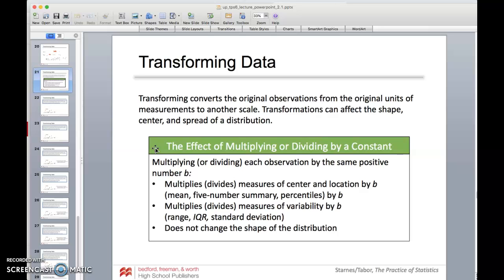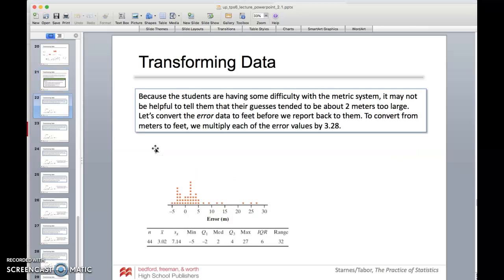And the variability is going to spread out more because you're multiplying those values. So yes, you are going to multiply all those measures of variability by b as well. The range, interquartile range, standard deviation, whatever you multiply by, multiply those as well. It's not going to change the shape of the distribution. It's just going to spread it out, or pinch it together if it's dividing. Okay, so again, let's talk about this.